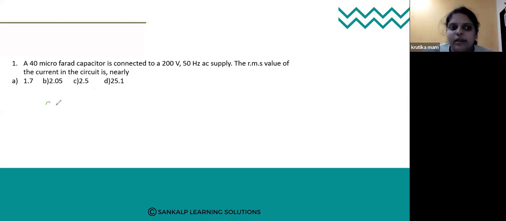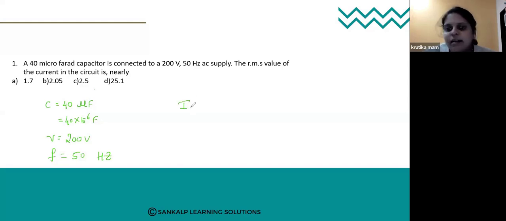So here the value of the capacitance is given as 40 microfarad. This can be written as 40 into 10 raised to minus 6 farad. And this is connected to the voltage of 200 volt and the frequency is given as 50 hertz. Here you need to calculate the IRMS. They are asking you to calculate the current.